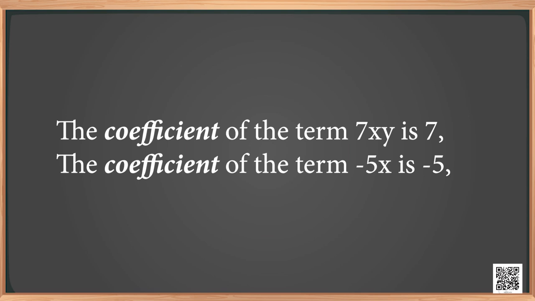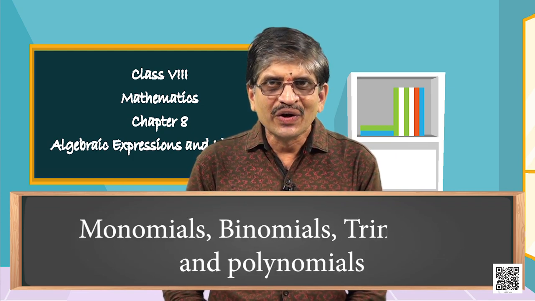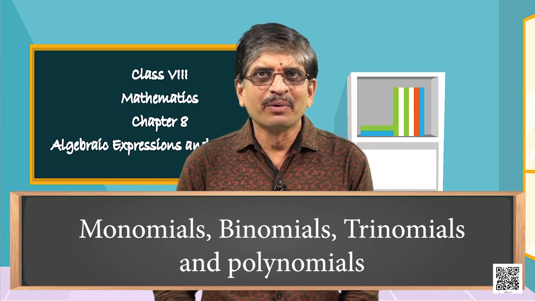You are right. The coefficient of the term 7xy is 7. The coefficient of the term minus 5x is minus 5. Based on the number of terms in the expression, we classify them as follows. They are monomials, binomials, trinomials and polynomials. Let us now recall what you have learnt about monomials, binomials, trinomials and polynomials in your 7th standard.